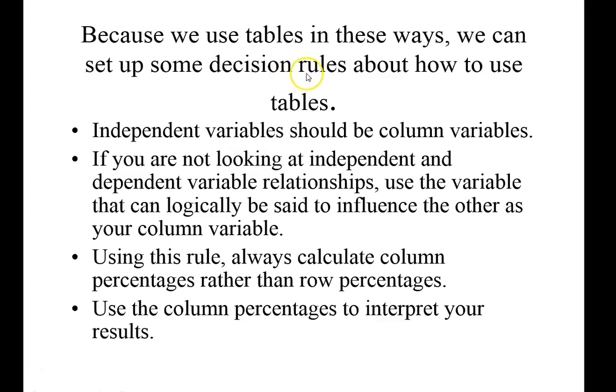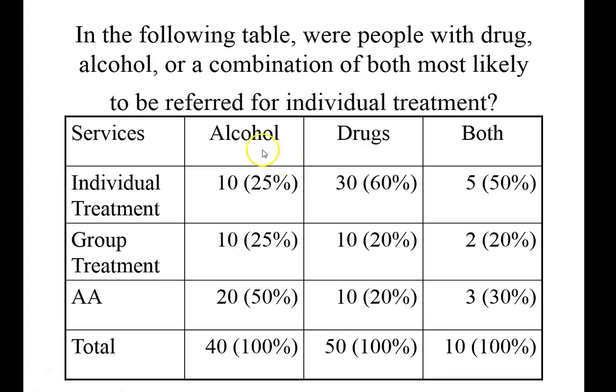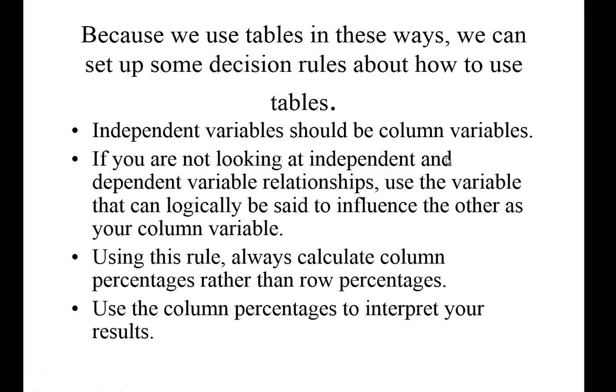So we use tables in these ways, and we can set up some decision rules about how to use them. This is just standard practice. Independent variables should be column variables. Okay, where's our columns? There's our columns. So there are independent variables. If you're not looking at independent variable relationships, use the variable that can logically be said to influence the other as your column variable. That's the same thing.